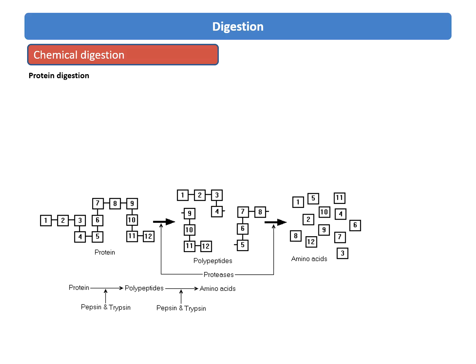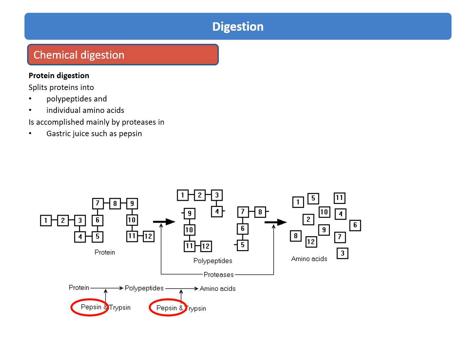What about protein digestion? Protein digestion involves proteins being split into polypeptides, which are then split into individual amino acids. This is accomplished mainly by proteases. In the gastric juice, pepsin is a common form. Another common form is trypsin, found in the pancreatic juice. Now, there are many other proteases as well. Other proteases include enterokinase.